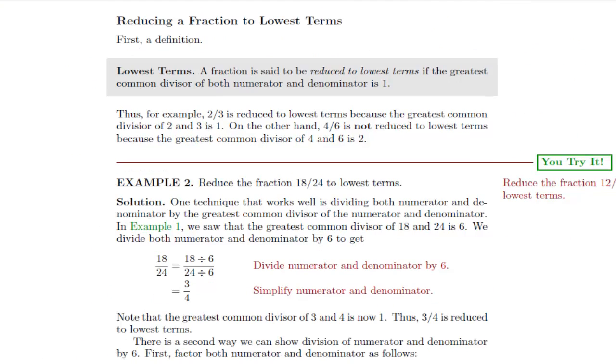Reducing a fraction to lowest terms. First, a definition. Lowest terms. A fraction is said to be reduced to lowest terms if the greatest common divisor of both numerator and denominator is 1. Thus, for example, 2 over 3 is reduced to lowest terms because the greatest common divisor of 2 and 3 is 1. On the other hand, 4 over 6 is not reduced to lowest terms because the greatest common divisor of 4 and 6 is 2.